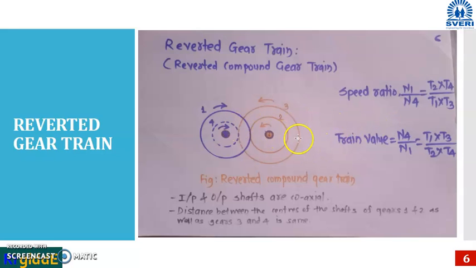Here note that gear number 2 and 3 are mounted on same shaft. So therefore it is also called a reverted compound gear train. So similar to the compound gear train, we can write the train value for the same: N4 upon N1 is equal to T1 into T3 divided by T2 into T4.